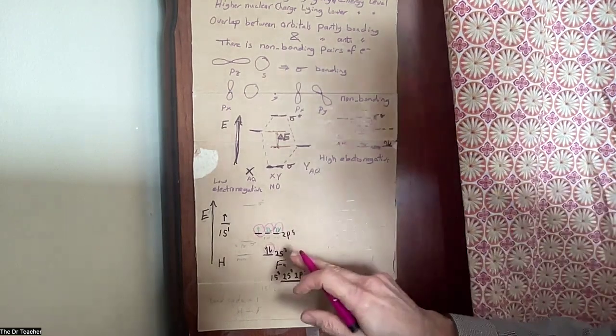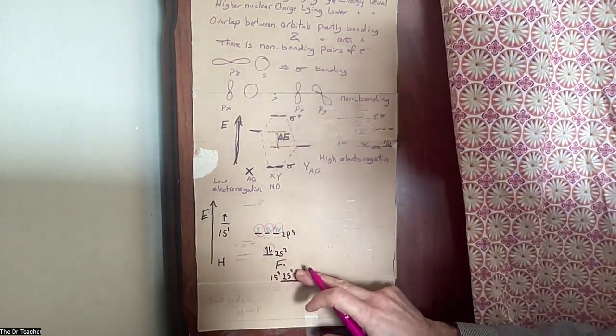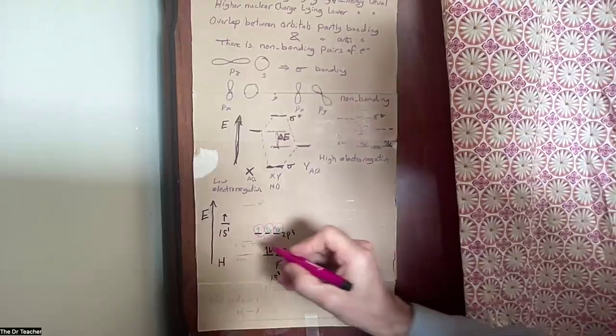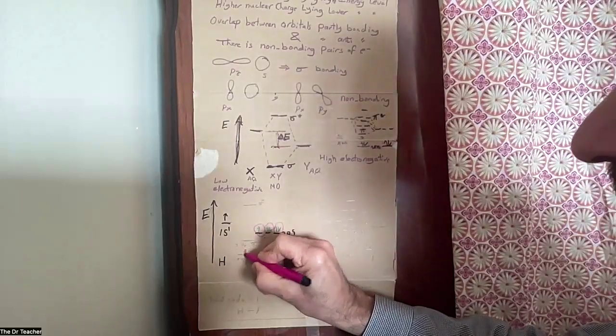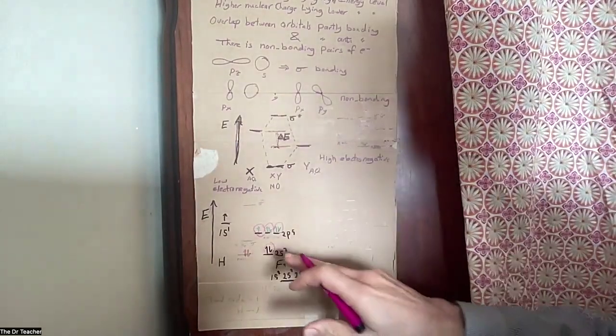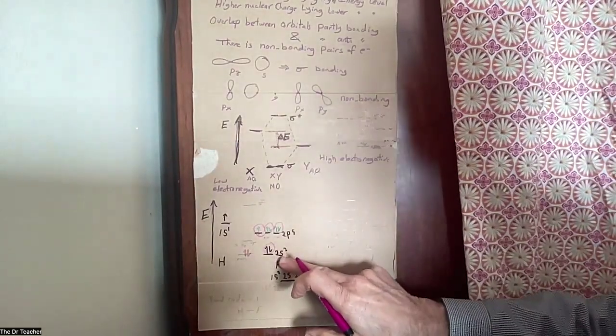What will happen here is you have the 2s of the fluorine will do no reaction. So they will remain as they are, non-bonding. They are in the non-bonding, the 2s.